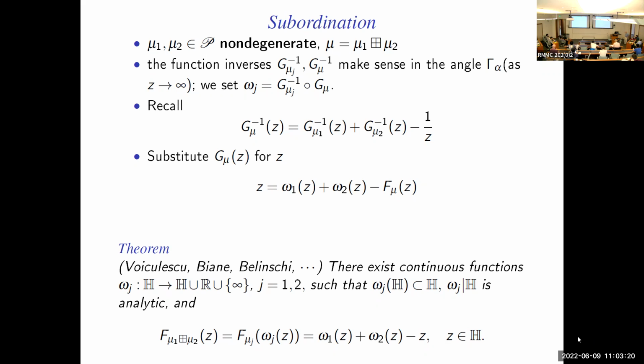So the result is the following. There exist continuous functions omega 1 and omega 2, and I'll say it later, defined on the upper half plane with values in the closure of the upper half plane in the Riemann sphere, right? So possibly infinite every now and then, such that omega j maps the upper half plane into itself. Omega j restricted to the upper half plane is analytic.